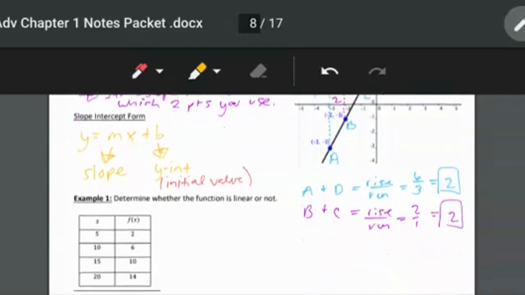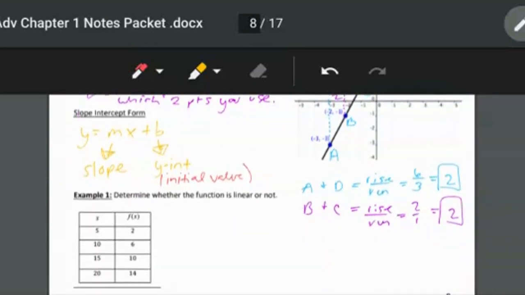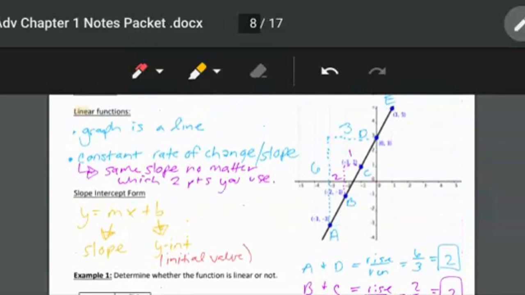All right, so let's take a look at example 1. It says determine whether the function is linear or not. So you're given a table of values, just a bunch of points, 4 different points, and we have to figure out if it's linear or not. So remember what linear is. Linear means there's a constant rate of change or slope. No matter what 2 points you pick, you have the same slope.